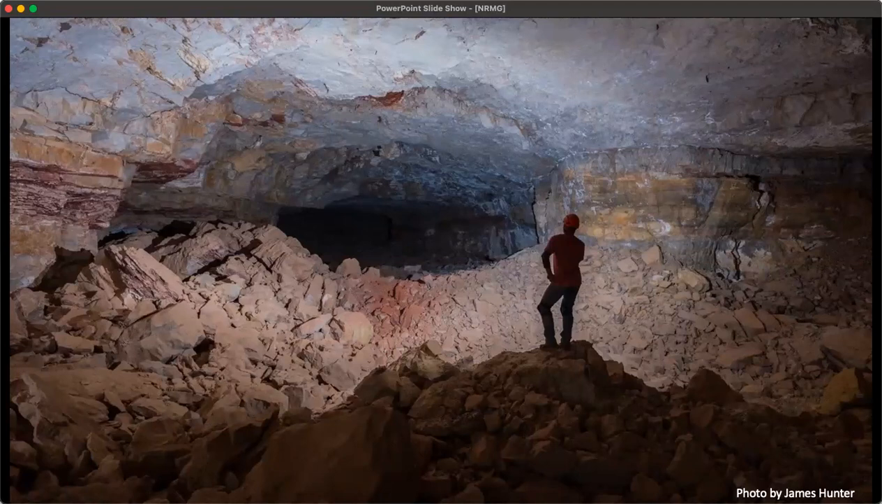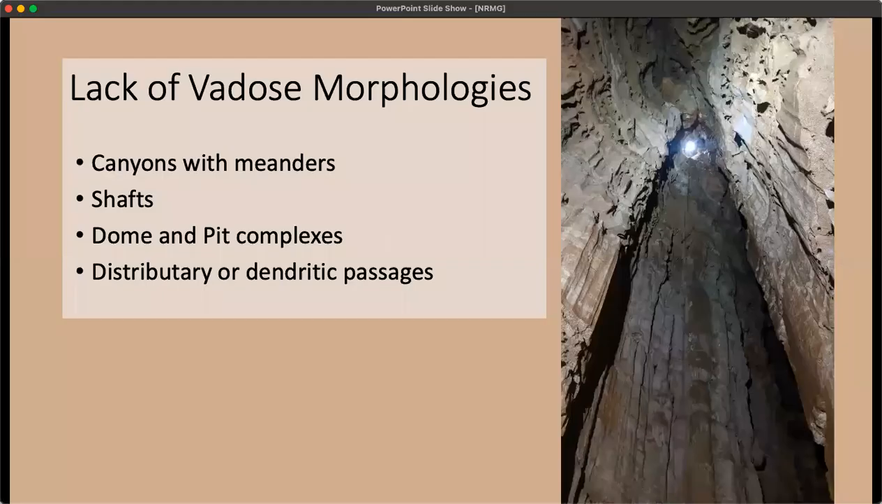The cave has very large horizontal development with little vertical development. Most of the cave is constrained within the Mooney Falls, and like I said, just not a whole lot of vertical development. There is a complete lack of vadose morphology. This is a picture from Kentucky, your classic epigenic cave system. Lots of vadose imprinting in Kentucky. We have a complete lack of canyons with meanders, dome and pit complexes, or dendritic style passages in the Bopper Cave system.